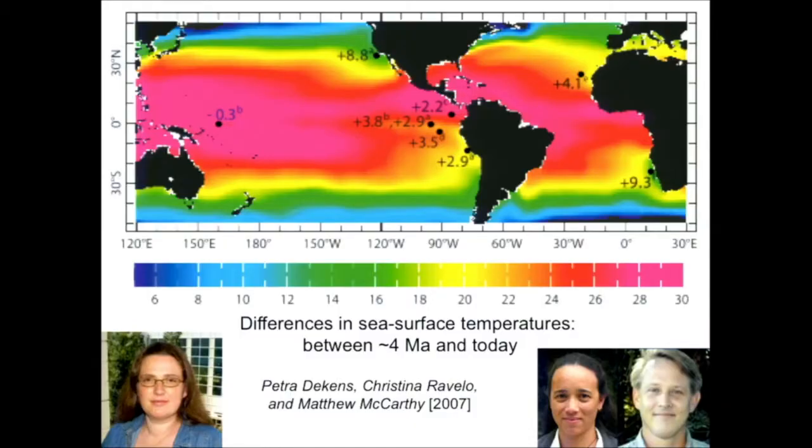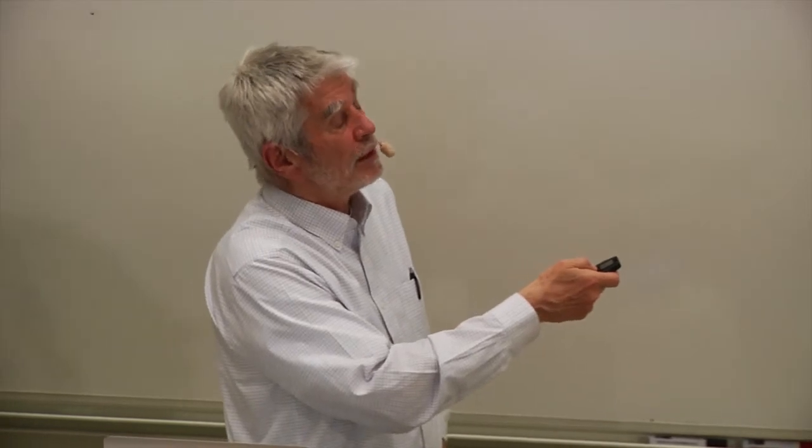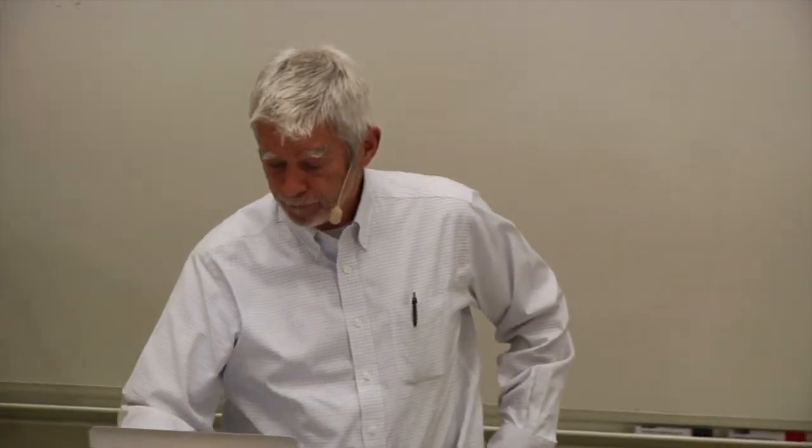In a synthesis of more recent data, Petra Deakins, Christina Ravello, and Michael McCarthy put together a summary, and the background is an El Nino-like temperature distribution. Maybe it's hard to see, but the eastern Pacific at several sites is shown to have been warmer 4 million years ago than today, and other sites even much warmer. I'm not going to talk about that, but this is pertinent. The western Pacific shows a negligible change in temperature. So how do we move from warm eastern Pacific to Canada?